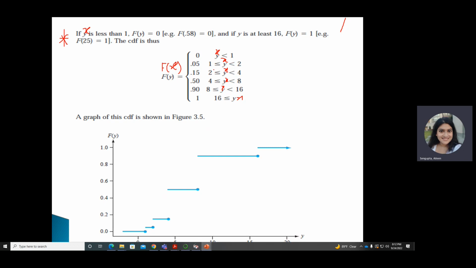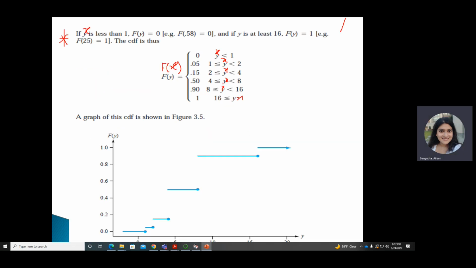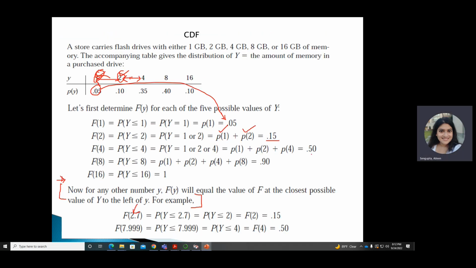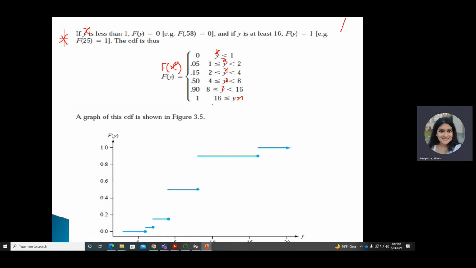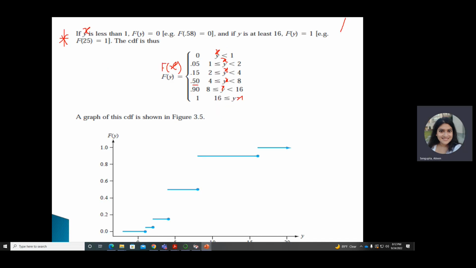What about 2 to 4? It is going to fall back to 2, and 2 is 0.15. What about 4 to 8? It's going to fall back to 4. Sorry, that's my bad. So 4 is 0.50. Similarly, 8 to 16 falls back to 8, so it's 0.90. Wait, hang on. What about 16 and up?